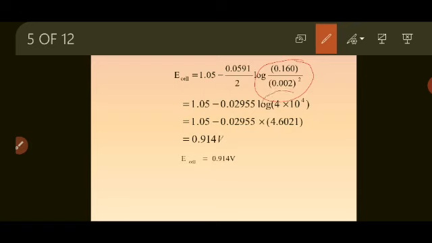So in the next step calculate this value, log of 4 into 10 to the power 4. Again, log of a into b is equal to log a plus log b. By applying the rules, we can find the value of the log as 4.6021. Now 0.02955 into 4.6021, you should do this first and then subtract it from 1.05. So the final answer you will get is 0.914 volt. That is nothing but E cell.